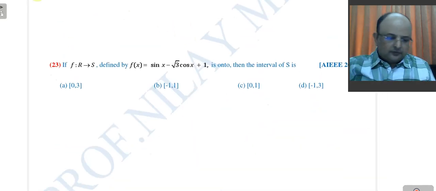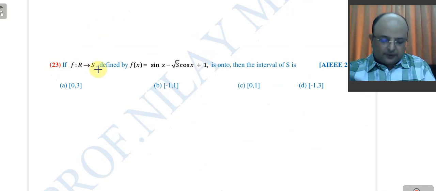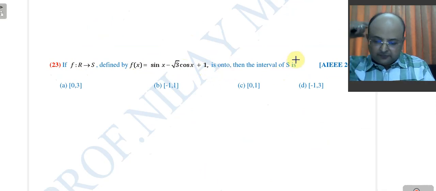We go for question number 23. F is a function from R to S defined by f(x) equals sin x minus root 3 cos x plus 1 on 2. Then the interval of S is blank.